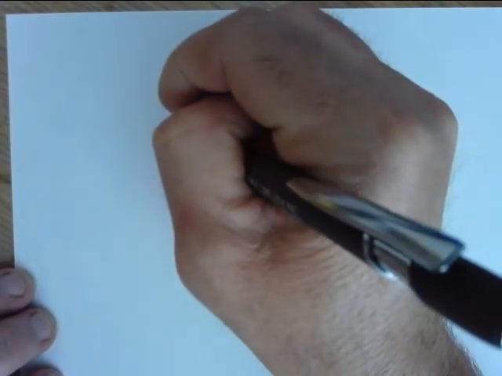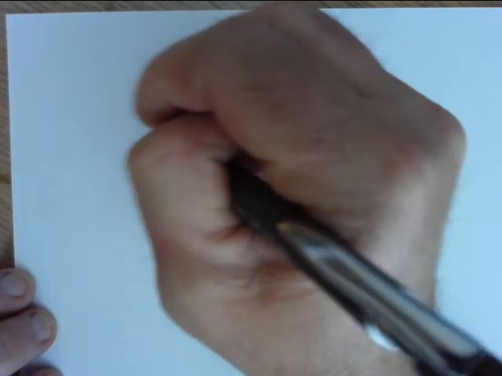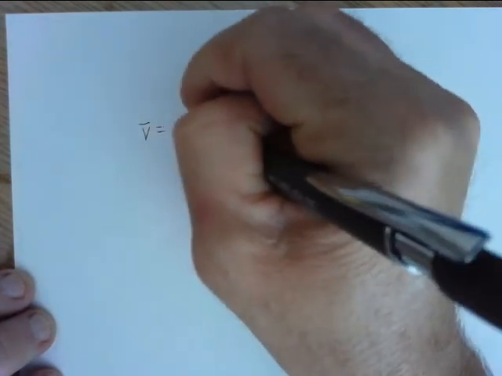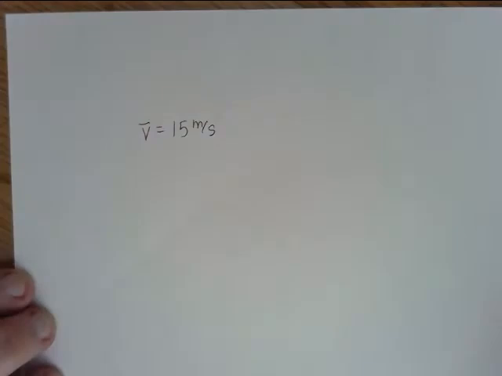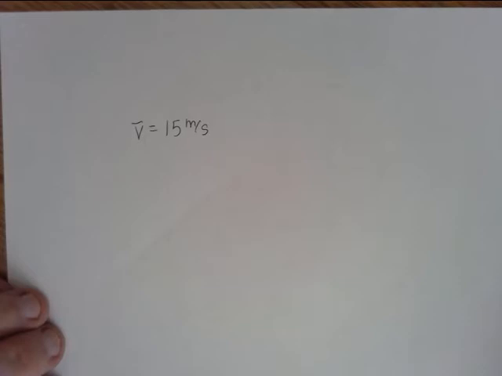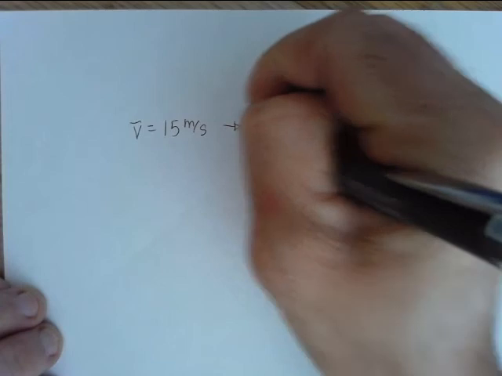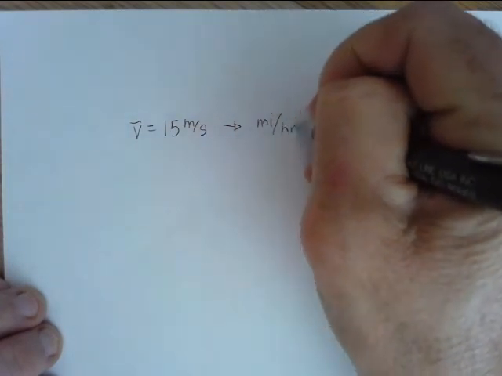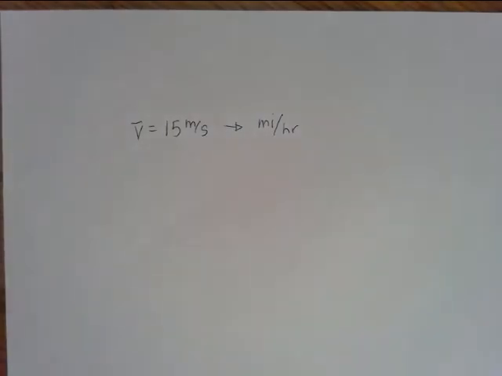So let me show you another example now. Let's go ahead and convert something a little bit more complex, just so you can see the power of this. Let's say that I told you that I could run with a speed of 15 meters per second. Okay, and you're not quite sure how fast that is. It's hard for you to know that. So you want to convert that to miles per hour, so that you can get a feel for if I can really run that fast.